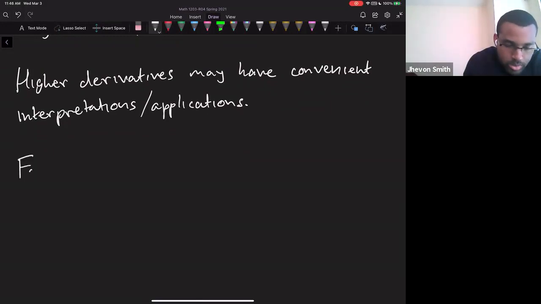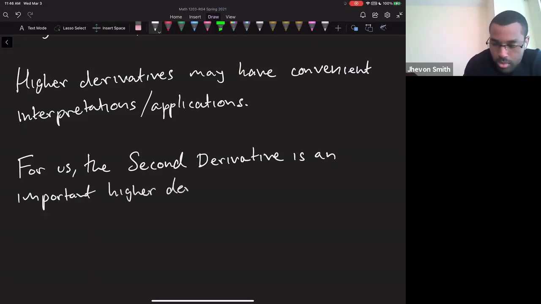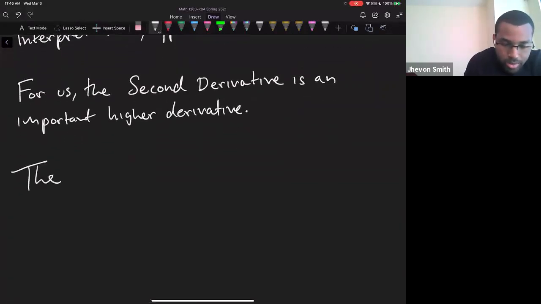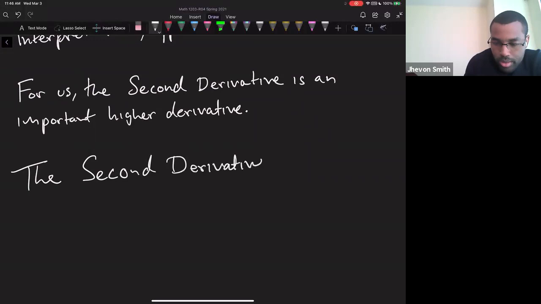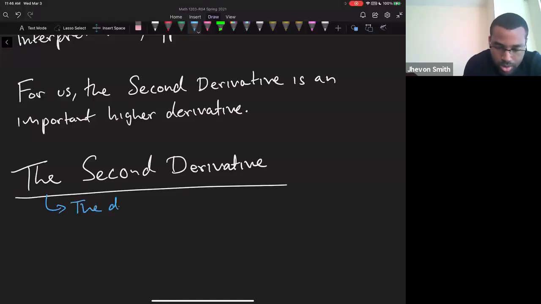So for us, the second derivative will be important. I want to spend some time talking about the second derivative. This is the derivative of the derivative. So you find the derivative, you get a function. What if you were to find the derivative of that function, the function that you just got? So this is the derivative of the derivative.